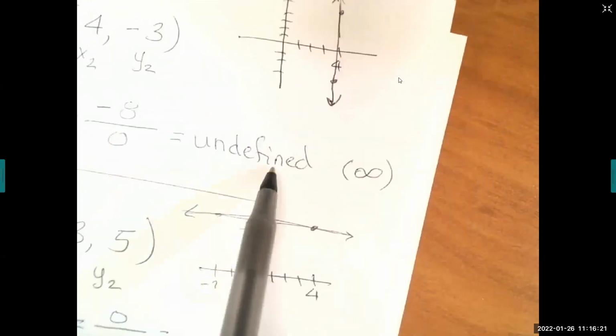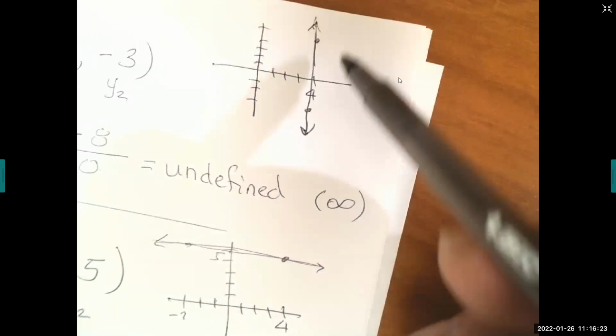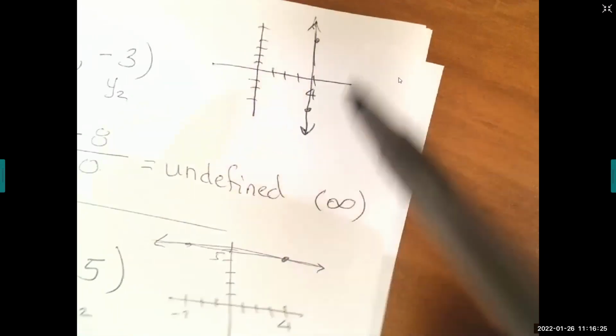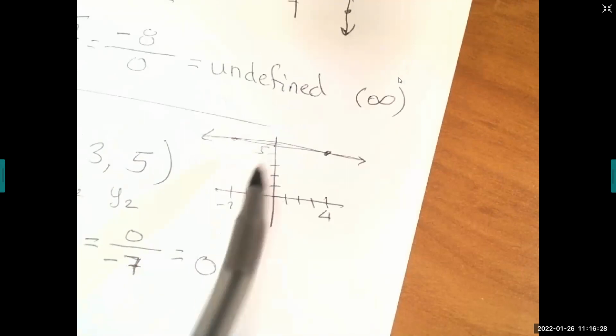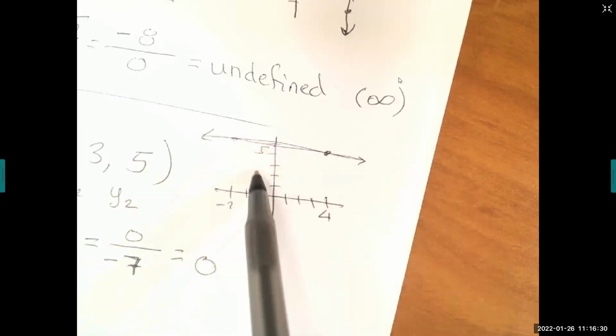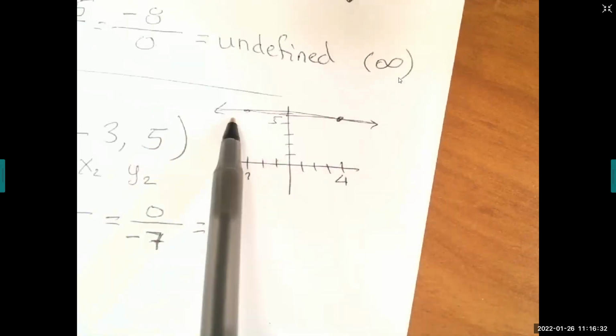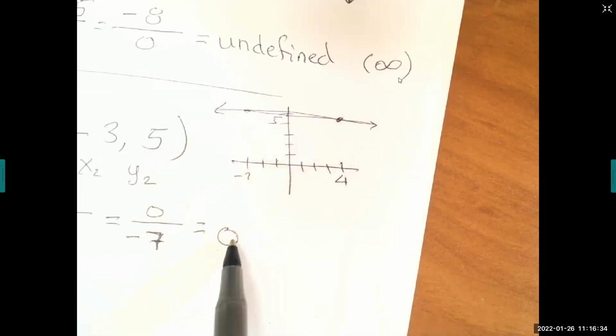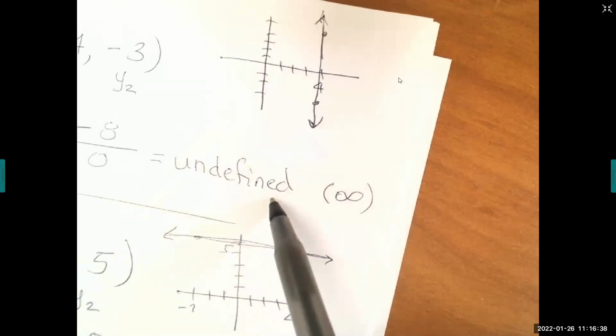Whenever the slope is undefined, we know we have a vertical. If we have a slope of 0, we have a horizontal, and vice versa. If our line is horizontal, then the slope we know is 0. If we have a vertical line, we know the slope is undefined.